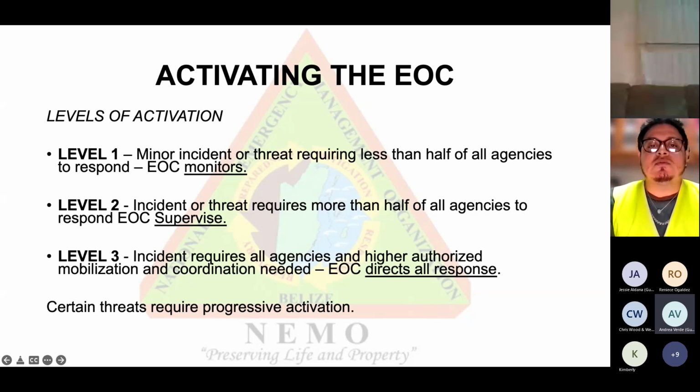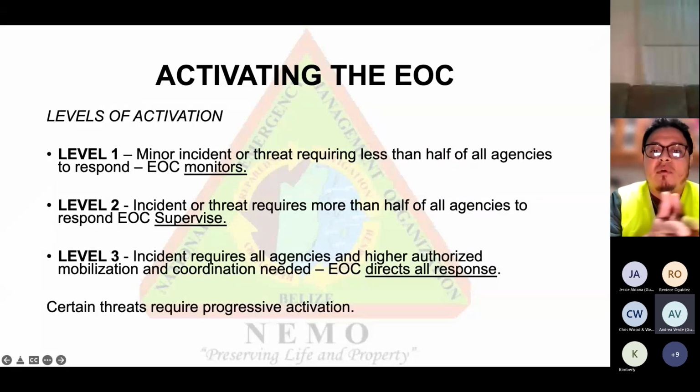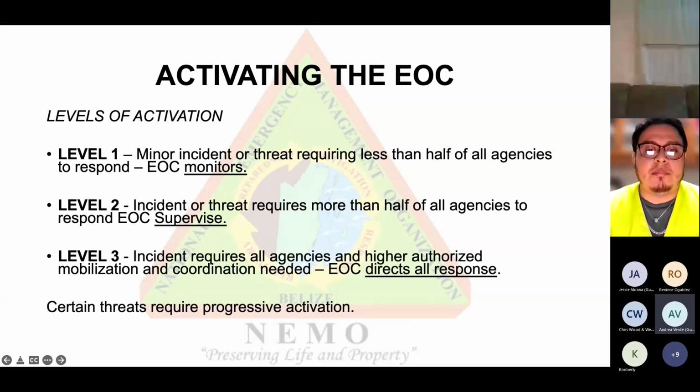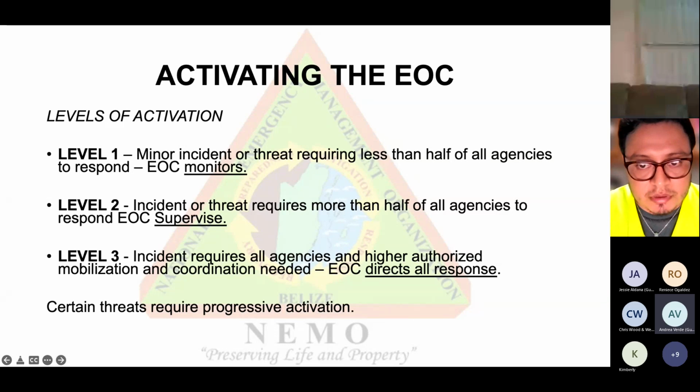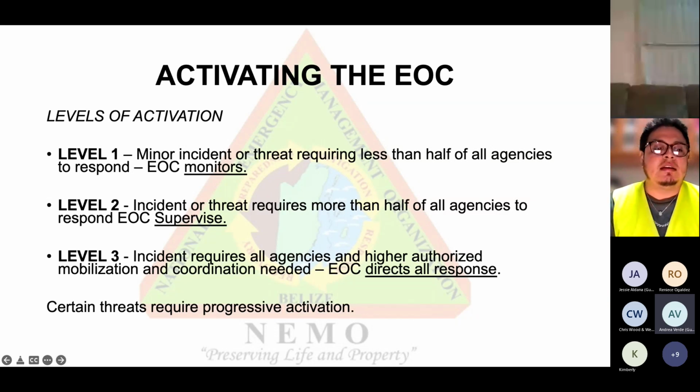This is where we meet. We hold our meetings and try to make logistics arrangements and establish communication between us and our small teams. There must be a schedule of how the shifts will be worked out at the District Emergency Operation Command Center. Certain threats require progressive activation. For example, as I mentioned, a 1, 2, 3 days rain.